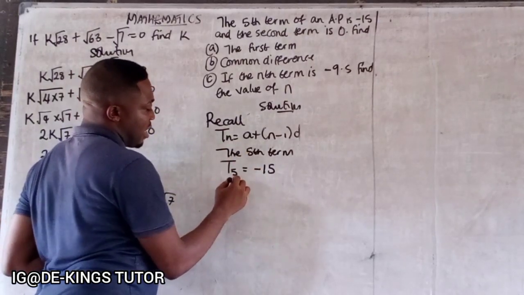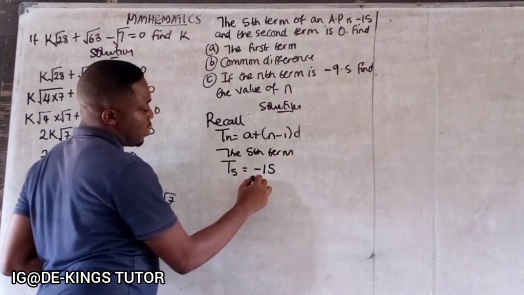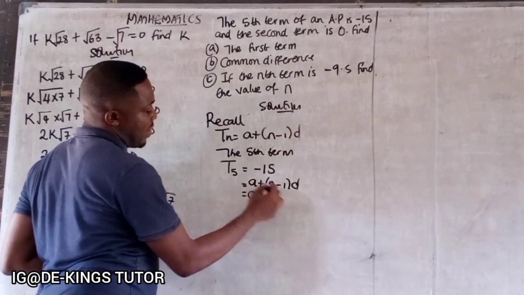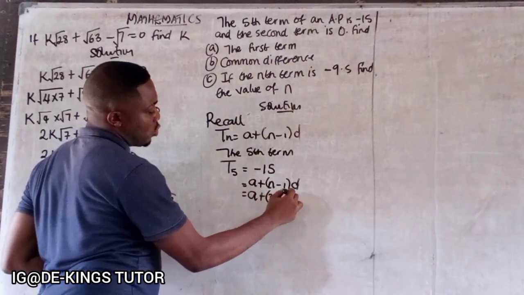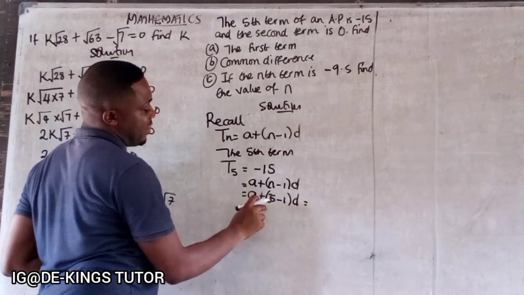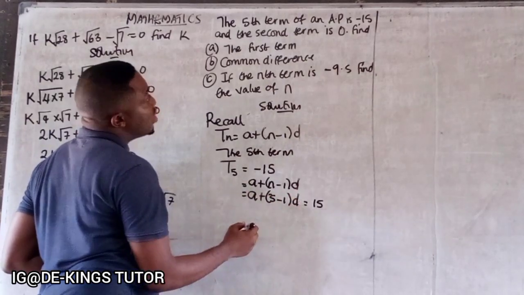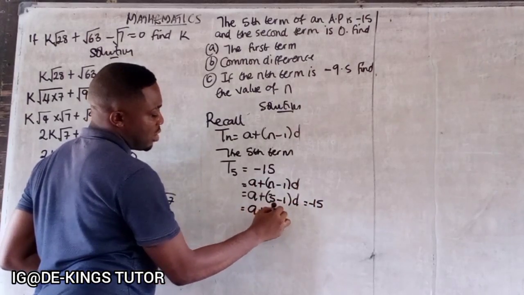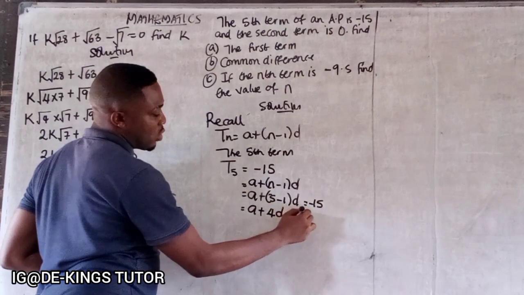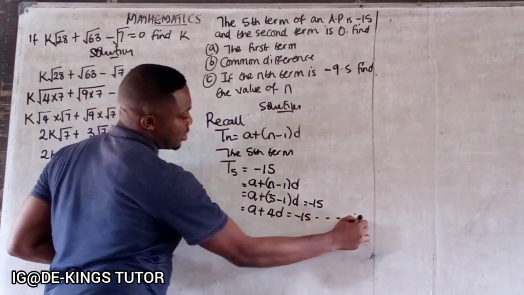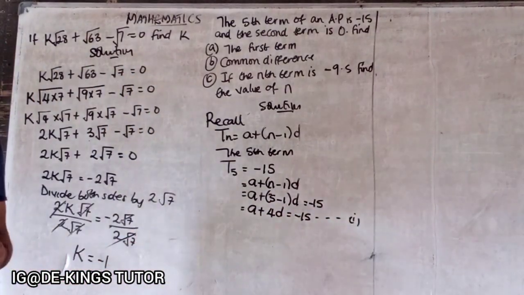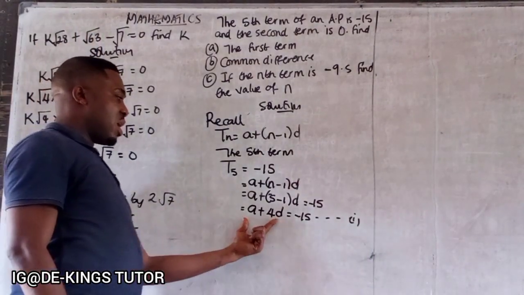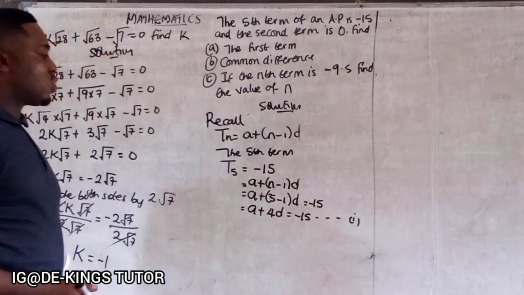So our term 5 is equal to a plus n minus 1 times d, which is a plus 5 minus 1 times d. And they said the value of this fifth term is minus 15. So we have a plus 5 minus 1, which is 4, times d, is 4d equals minus 15. That is a plus 4d equals minus 15 as equation 1.